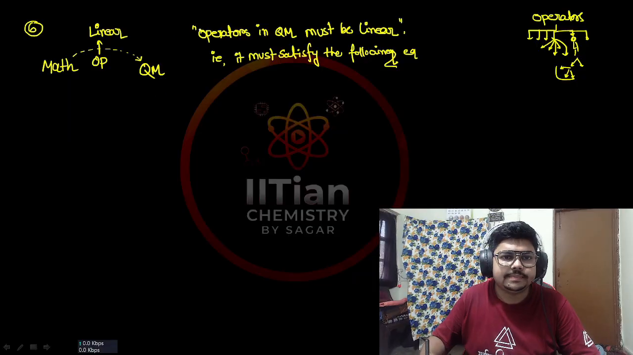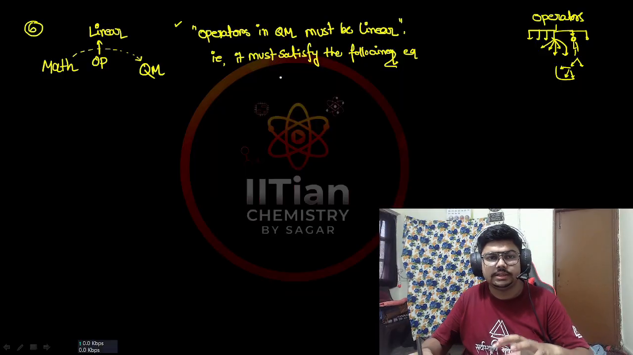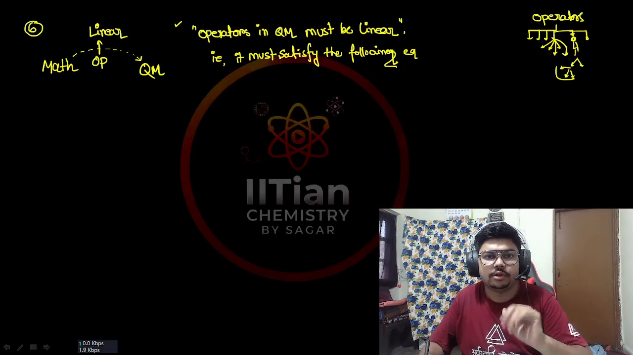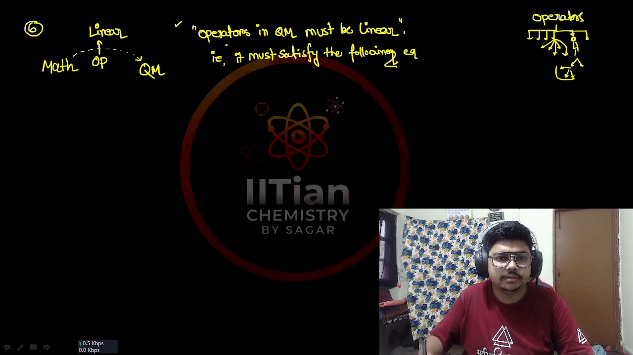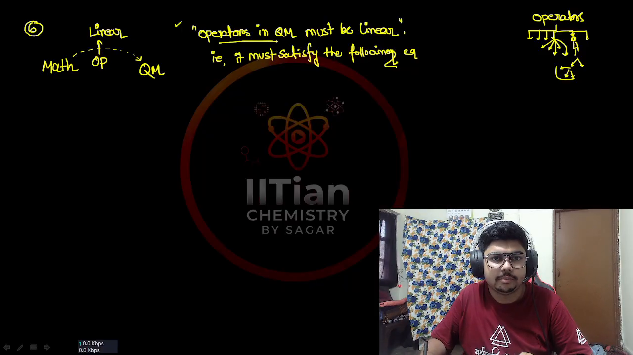Next property says operators in quantum mechanics must be linear. Just write with me in this class. I will provide you a few notes in written format. I will write with you and you have to note down with me. Operators in quantum mechanics must be linear. This is the sixth property.